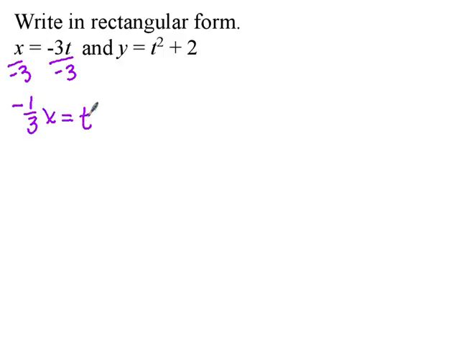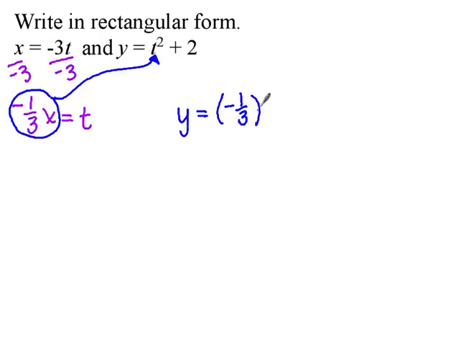Where do you think I'm going to put that? In the y equation. So I'm going to take negative 1/3 x and place it right up here for t. So I end up getting y equals negative 1/3, what did I forget? The x. Negative 1/3 x quantity squared plus 2. So now all I need to do is square each of those.